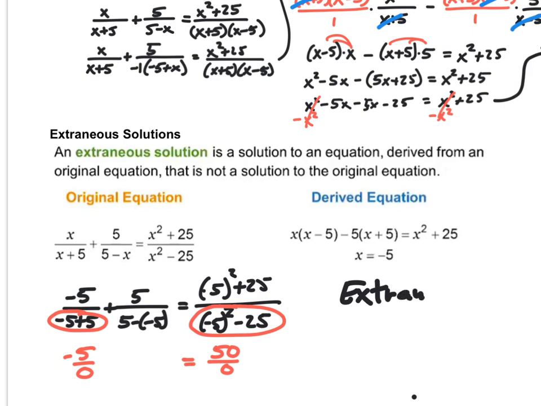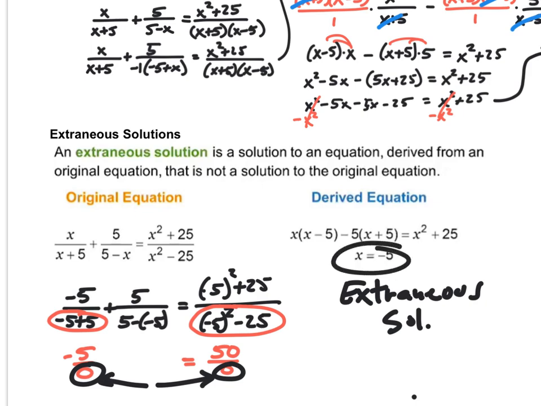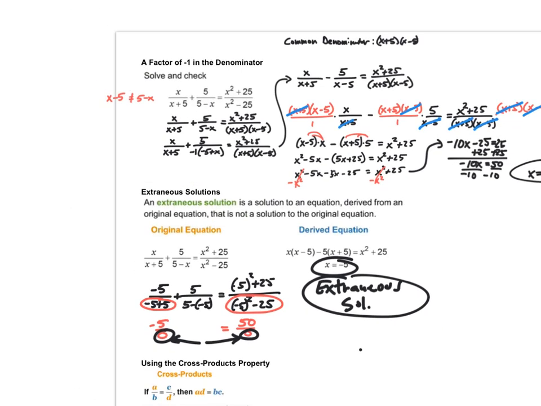So extraneous solution means that it makes the denominator here in your original equation 0. It doesn't work. So you still get a solution here, it's just called extraneous. That's what that means.